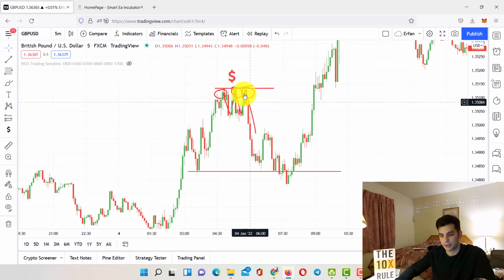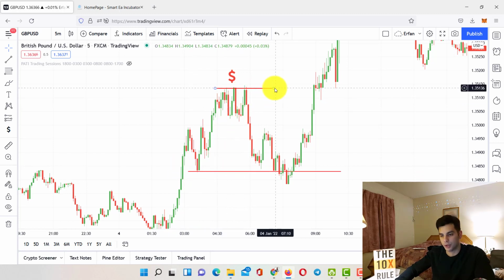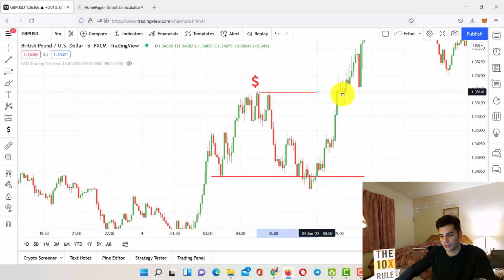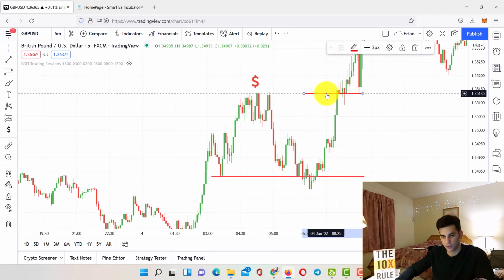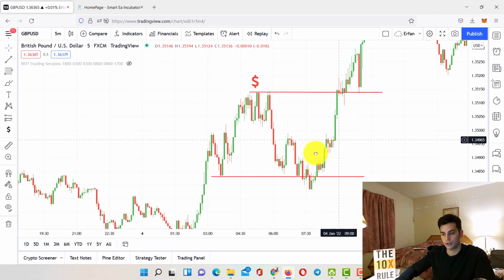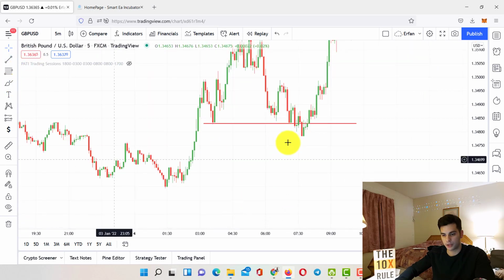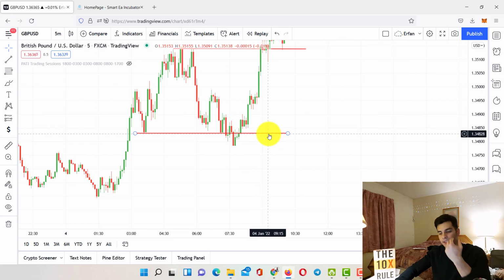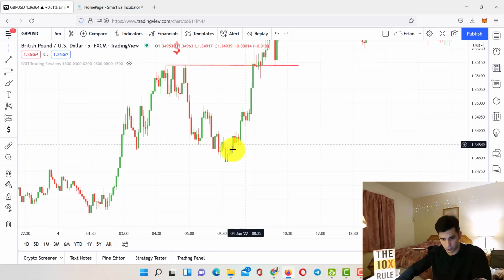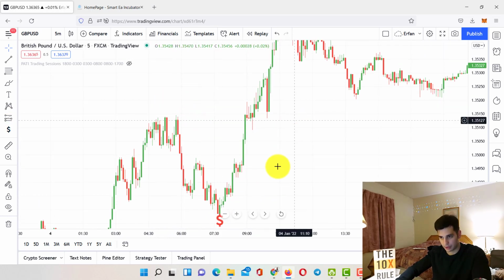The same as here. See, as soon as buyers get stopped out right here, sellers will get stopped out as well. And this is exactly what happened. See, if I draw this resistance line here, they all got stopped out. Sellers got stopped out, buyers got stopped out, and now it keeps creating new higher highs and higher lows, or lower lows, lower highs, or I would say new liquidity. So we have liquidity right here now.